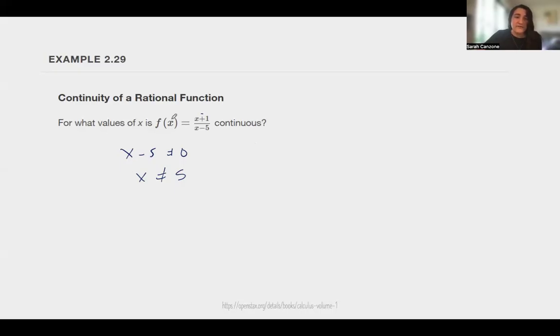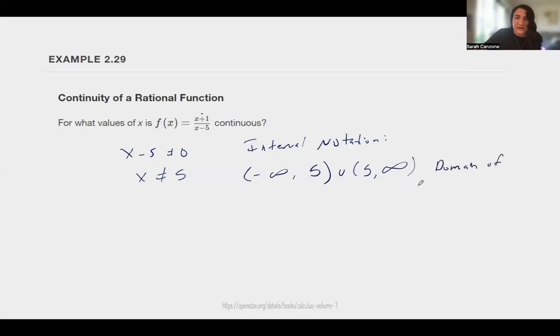So what values of x will be continuous? Well, everywhere that's not x equals 5. In interval notation, we may write negative infinity, comma 5, use a parenthesis to indicate that we're not including it, union 5, comma infinity. So this is the domain of continuity. You could also just say everywhere that's not 5. That's also an acceptable answer here.